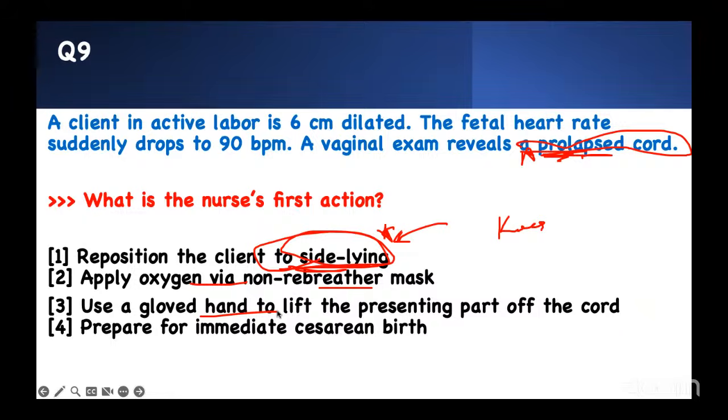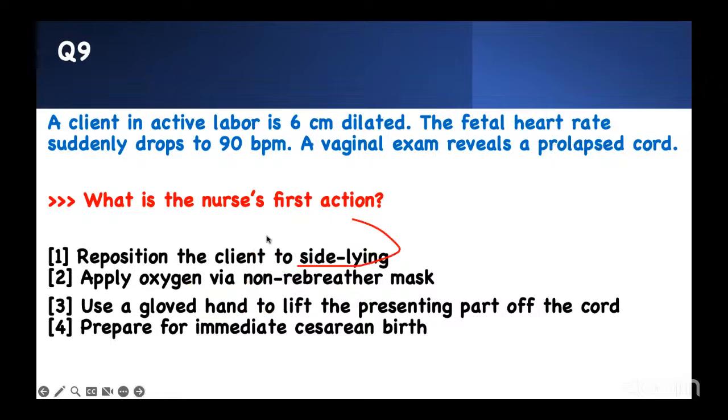But positioning is not side-lying when it comes to cord prolapse, right? You don't prepare for an immediate C-section while the cord is already prolapsed. Right. The first thing is the first action. First action is not position. Even if there's a position, this is wrong. If you want to pick a position, make sure it is the appropriate position, right? Knee to chest. So that makes this wrong.